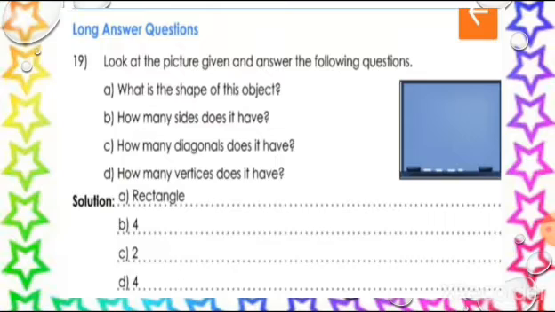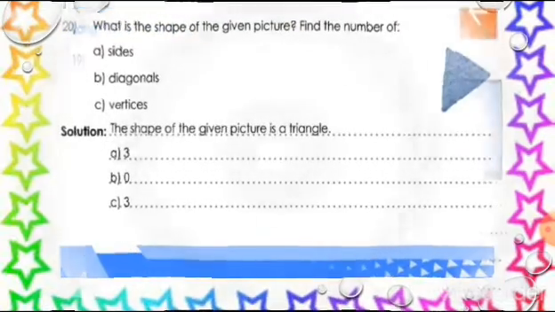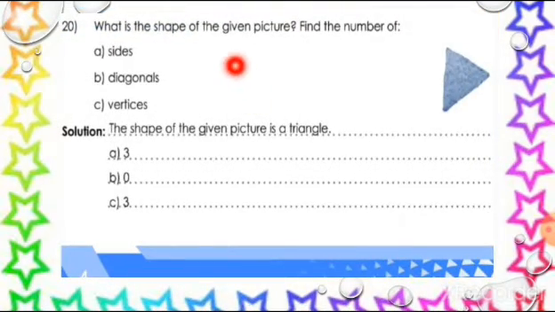Okay. Is it clear, children? Now the next question. What is the shape of the given picture? And find the number of sides, diagonals and vertices. So look at the given object. It looks like a triangle. Isn't it? It's a triangle shape. So first you check the sides. How many sides does it have? 1, 2, 3. So 3 sides.